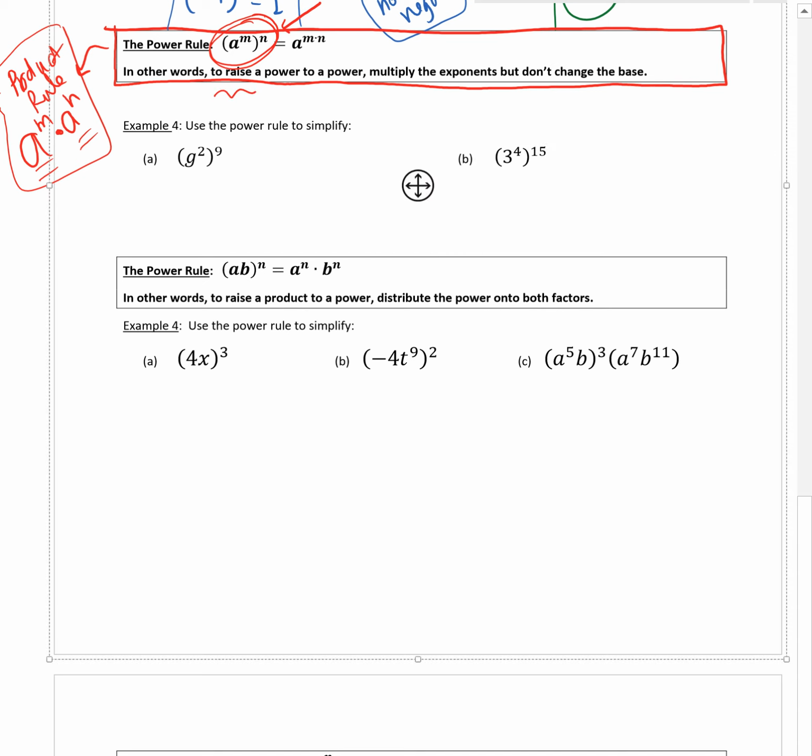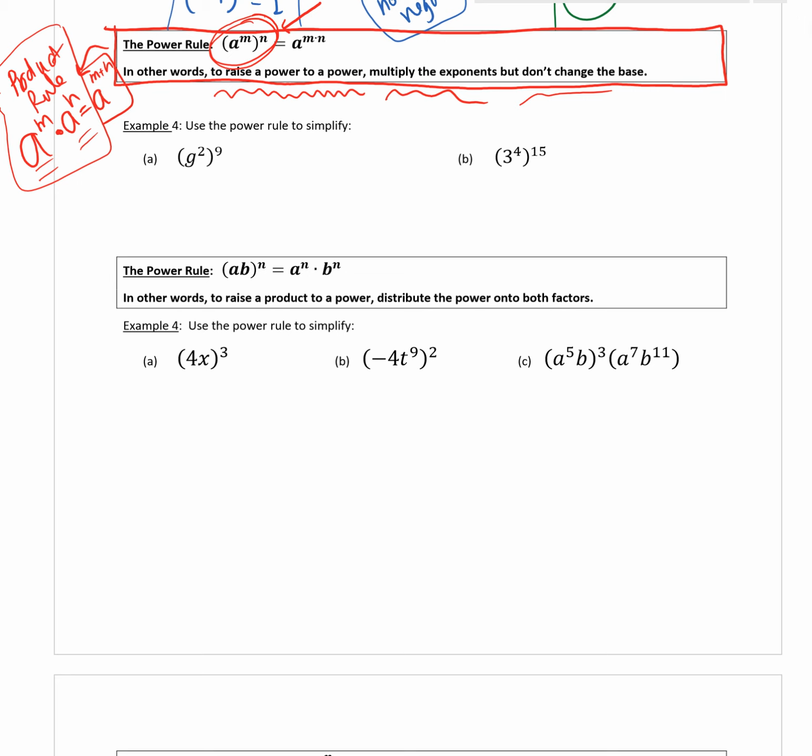So if you want to raise a power to a power, that's kind of what's happening here. You multiply the exponents, but don't change the base. So it's confusing because the product rule, you added the powers, remember? So if you have 2 different bases, 2 separate bases, I guess. They're the same base, but they're separate. A times A. That's when you add the powers, but when you only have one base, A, to a power, then you multiply the powers.